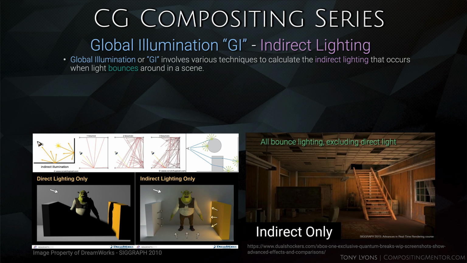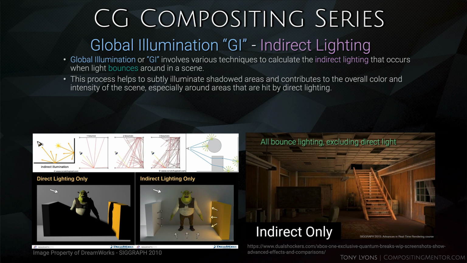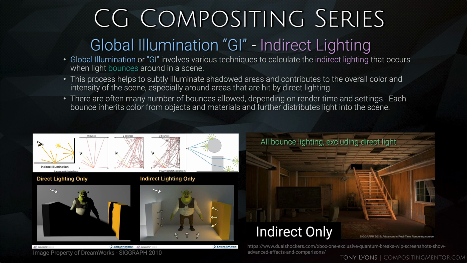Global illumination, or GI for short, involves various techniques to calculate the indirect lighting that occurs when light bounces around a scene. This process helps subtly illuminate shadowed areas and contributes to the overall color and intensity of the scene, especially around areas that are hit by the direct lighting.